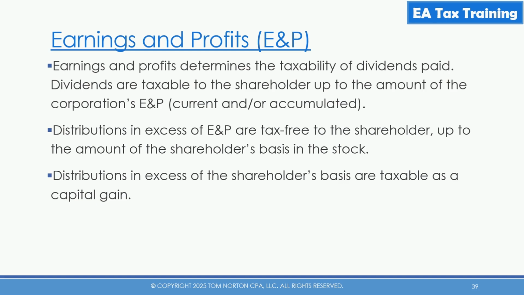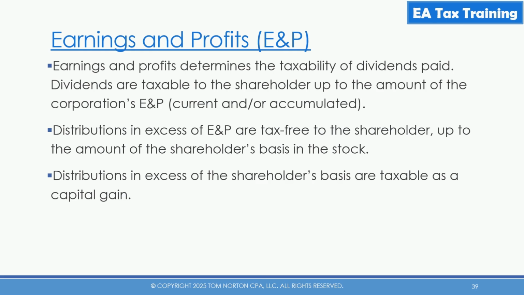If you have positive accumulated earnings and profits, then even if the distributions are greater than current year E&P, since you've got accumulated positive earnings and profits, again, those dividends will be taxable up to the amount of that accumulated earnings and profits. Any distributions in excess of earnings and profits, so if you, in effect, burn through all of the current year E&P, all of the accumulated E&P, so you've distributed all of that out, those amounts are tax-free to the shareholder up to the amount of the shareholder's basis in the stock.